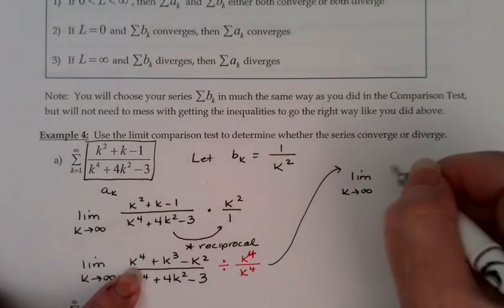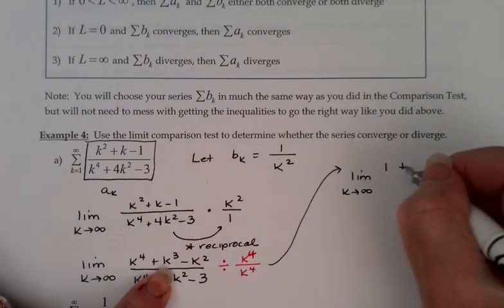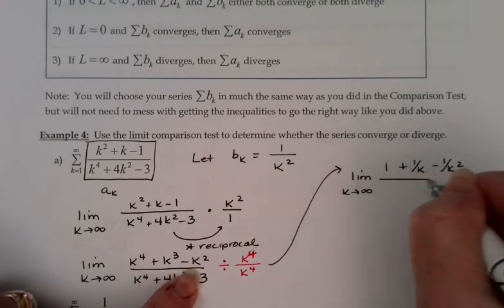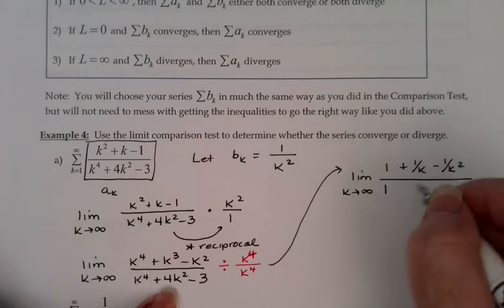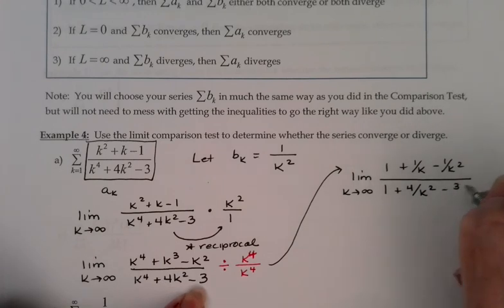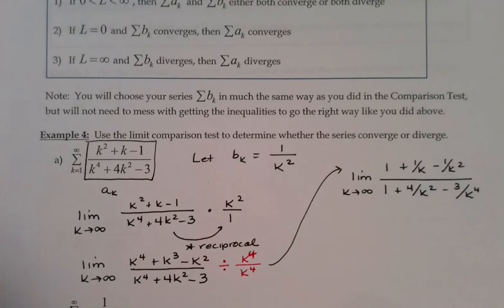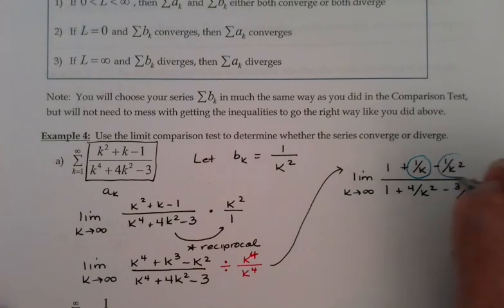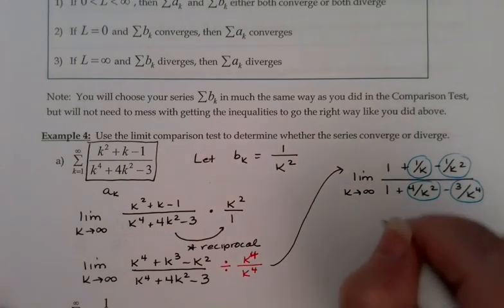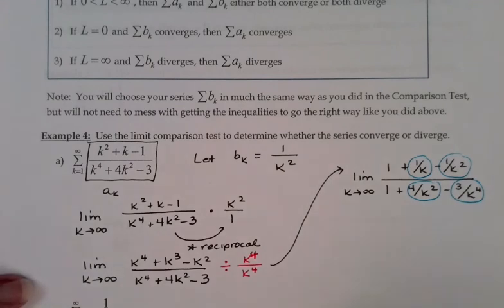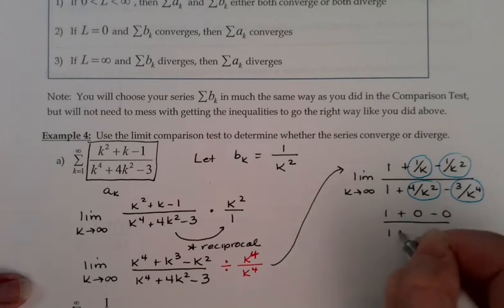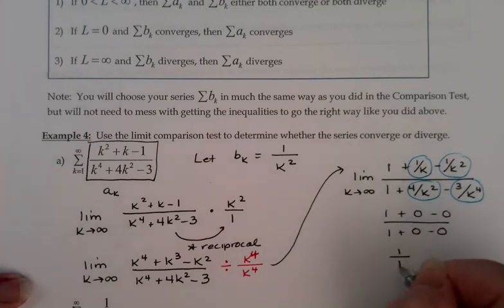If I do that, this is going to become 1 plus 1 over k minus 1 over k squared. And that's 1 plus 4 over k squared minus 3 over k to the 4th. And as k goes to infinity, each of these fractions will have infinity in the denominator. So they're all going to go to 0. So I'm just going to end up with 1 over 1. Or 1.